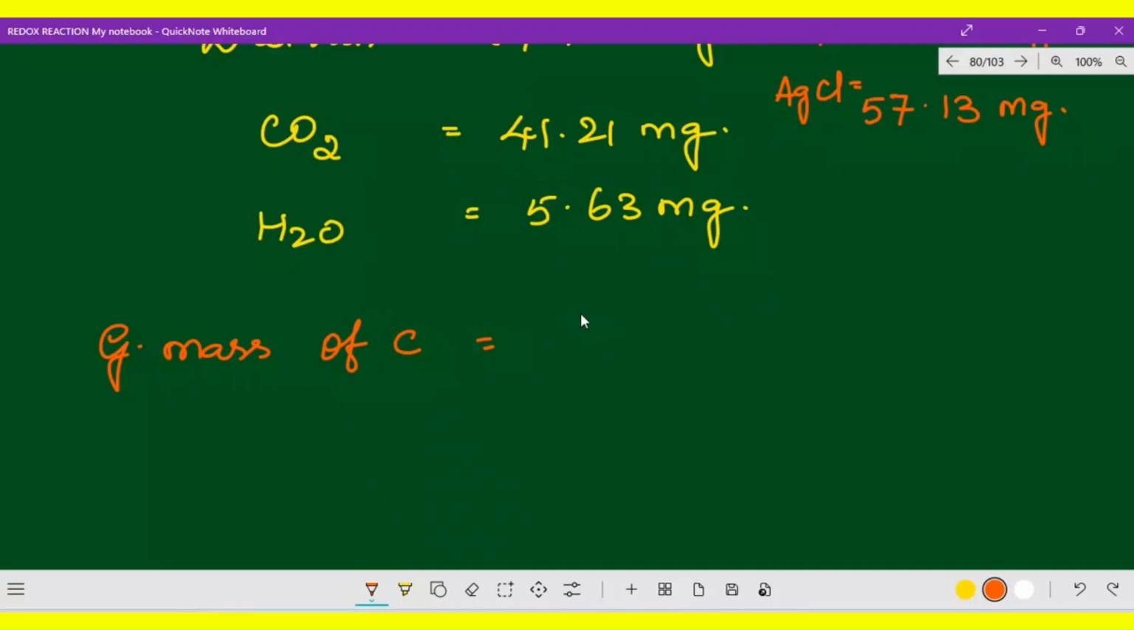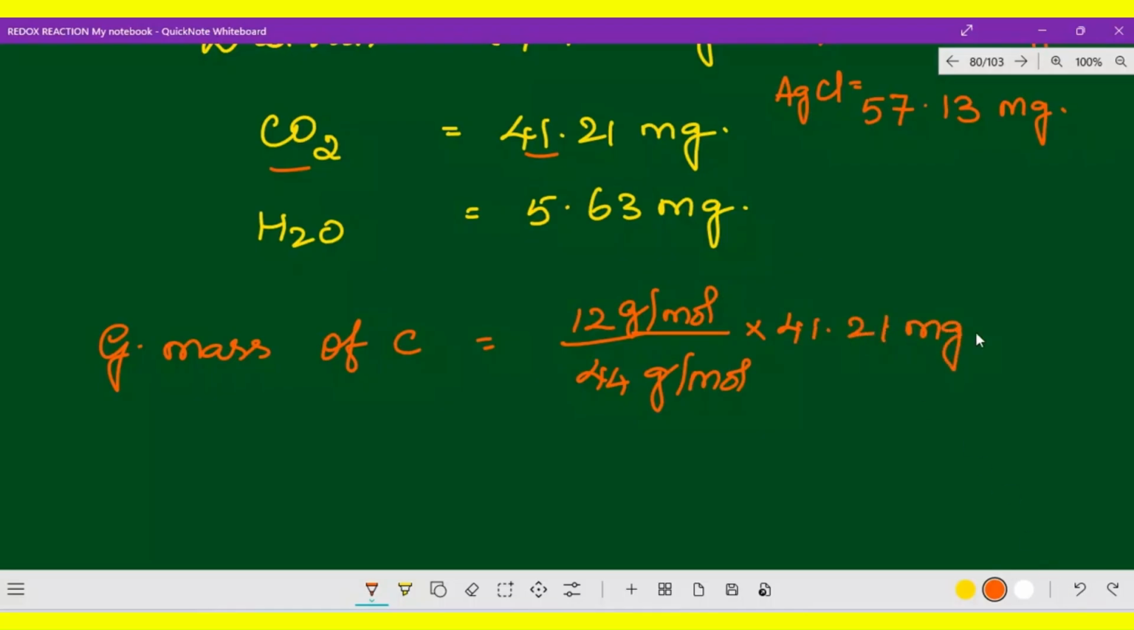The atomic mass of carbon is 12, and the molecular mass of carbon dioxide is 44. Both are gram per mole, multiplied by the given mass of carbon dioxide released due to the combustion, which is 41.21 milligram. So we can find the given mass of carbon. Here gram per mole and gram per mole cancel. When you calculate it, you will get 11.25 milligram of carbon, right?